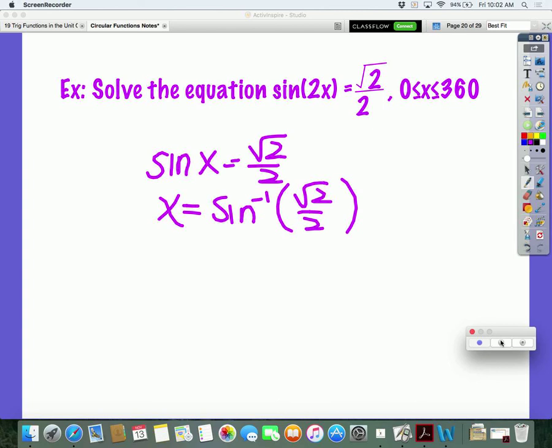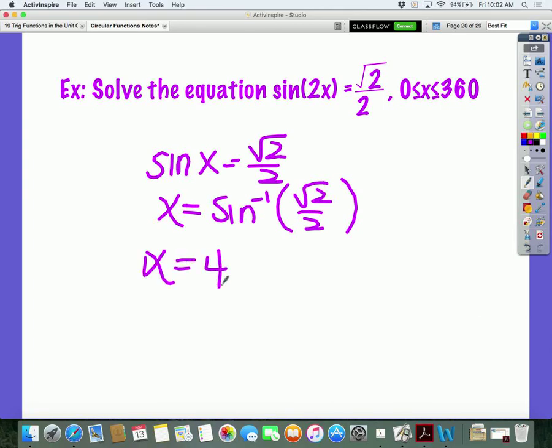All right, so you have 45 and, is that 135? Is that all of them? Yes, because you're bounding between 0 and 360. On top of that, they're degrees, okay?